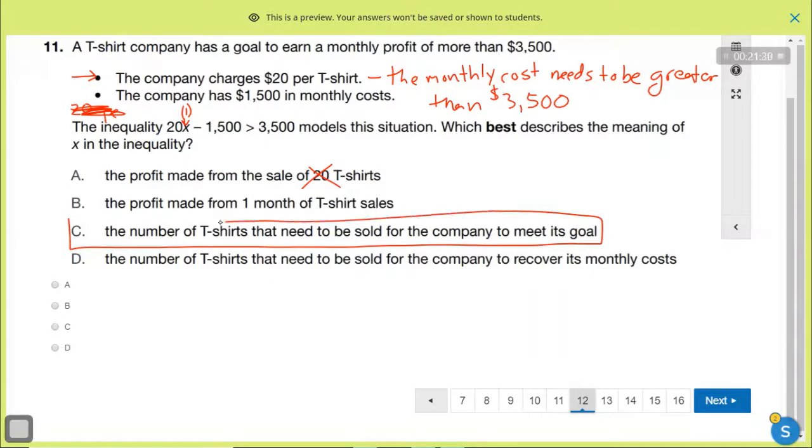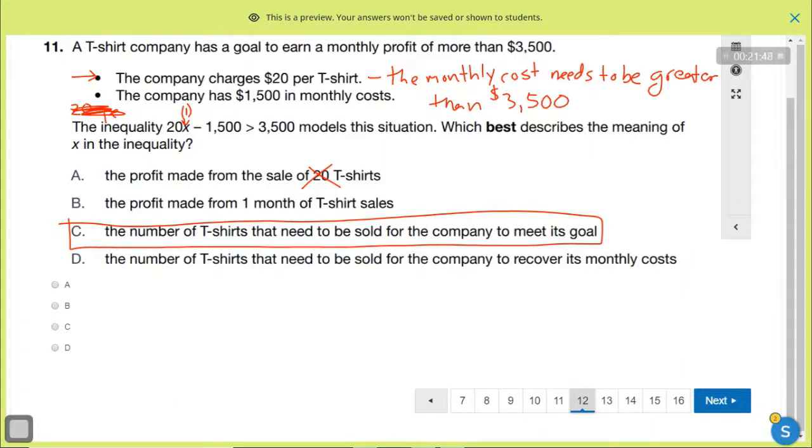Because I need to figure out how this inequality will tell me the value of X that will make this situation true. The value of X needed so that their profits are greater than 3,500. All right, but let's check D, make sure D is false. The number of t-shirts that need to be sold for the company to recover its monthly costs.